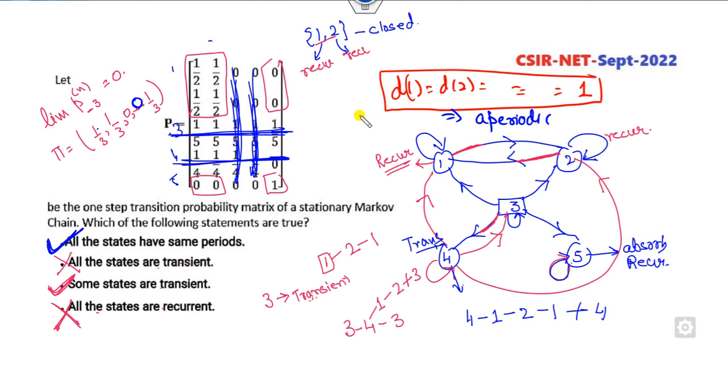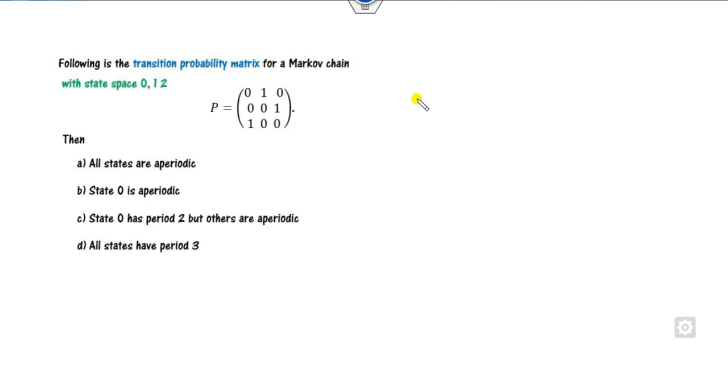Okay, which of the following is aperiodic? So states are 0, 1, 2. You always draw the diagram first. So 0 to 1, 1 to 2, and 2 to 1. Fine. All these states are aperiodic.